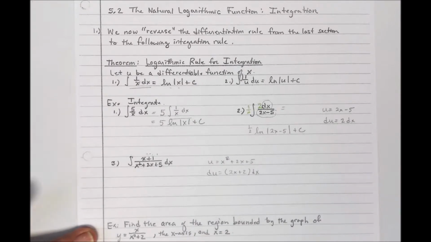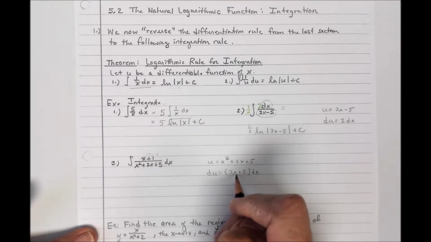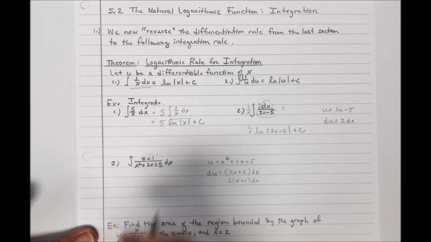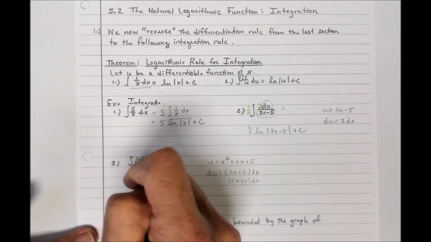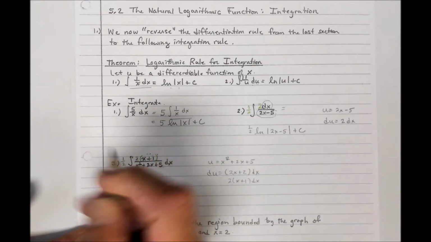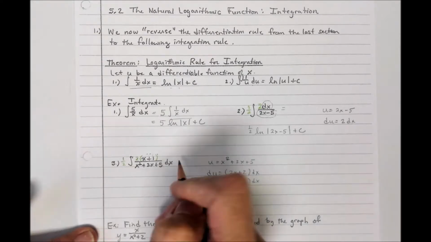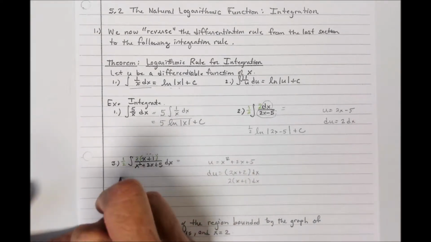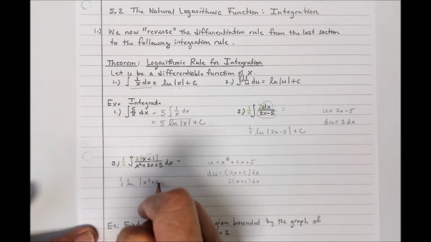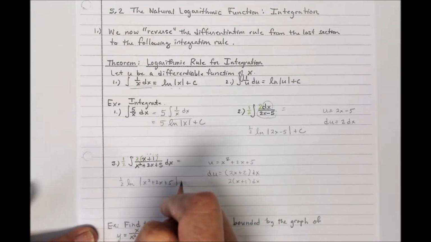And even though I don't have 2x plus 2 dx, I have pretty much all that I need, because we can think of 2 times 2x plus 2 as 2 times x plus 1 dx. And all I need to do is, just like in the last problem, I just need to finagle my constant here by multiplying by 2 and multiplying by 1/2. So now I'm going to get 1/2 the natural log of the absolute value of x squared plus 2x plus 5, plus a constant.